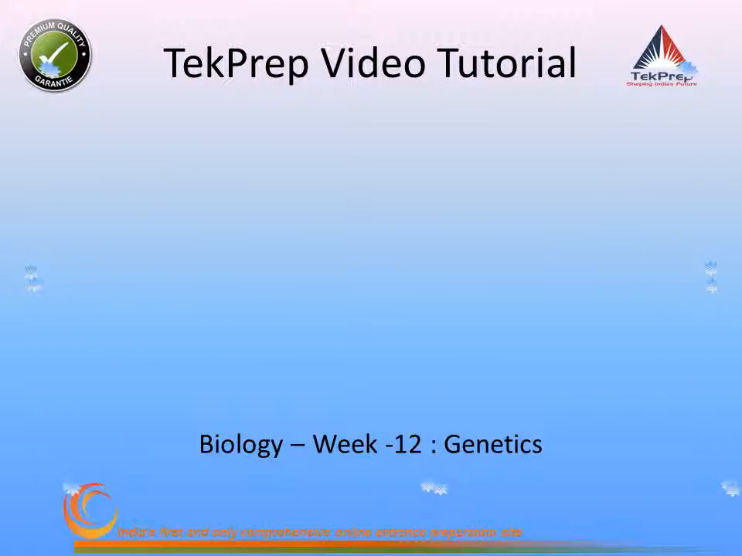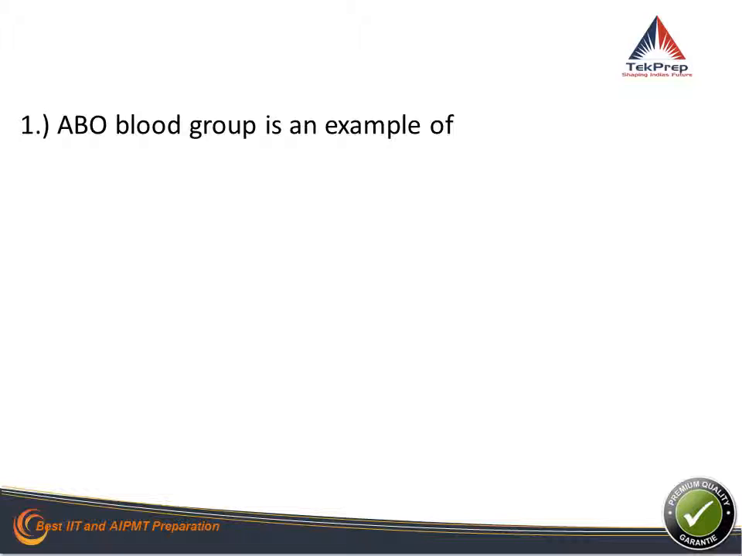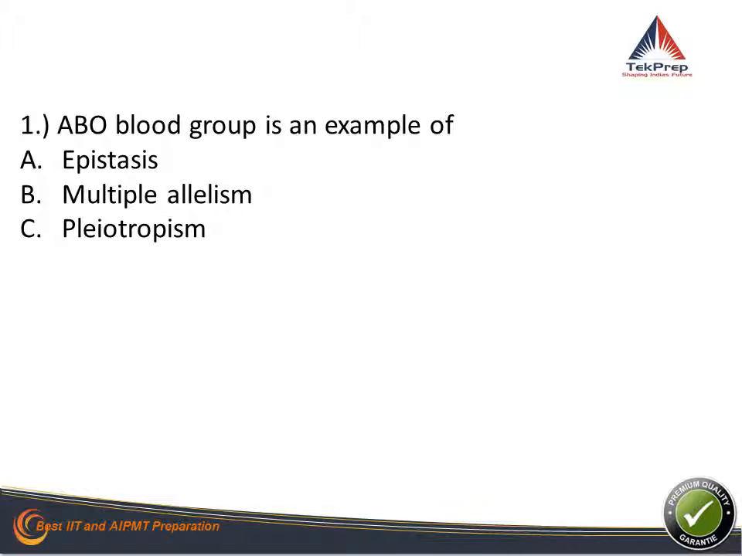In week 12 of biology, let's solve a question. The question asked is, ABO blood group is an example of epistasis, multiple allelism, pleiotropism, or complementary genes. Let's look at it from the bottom, which is complementary genes.